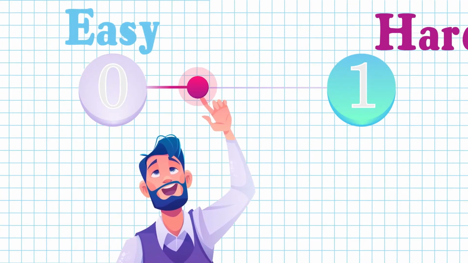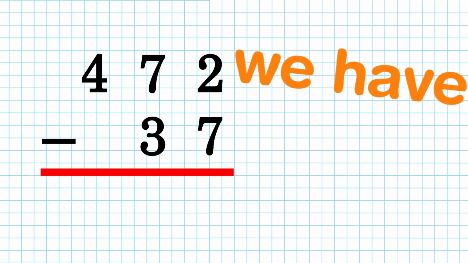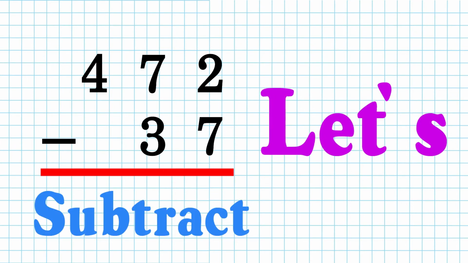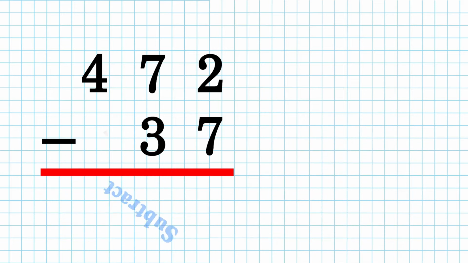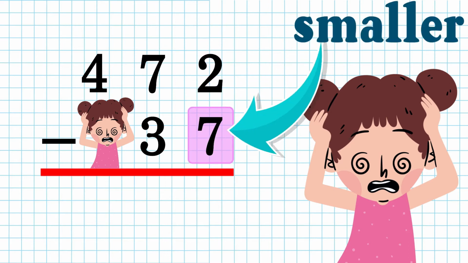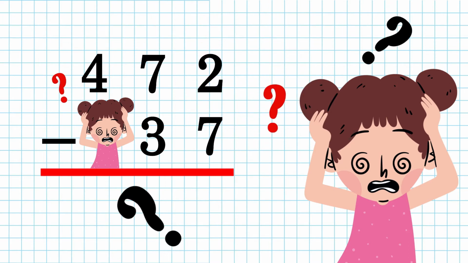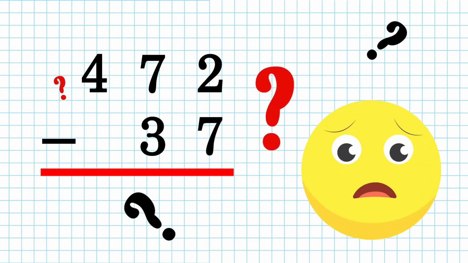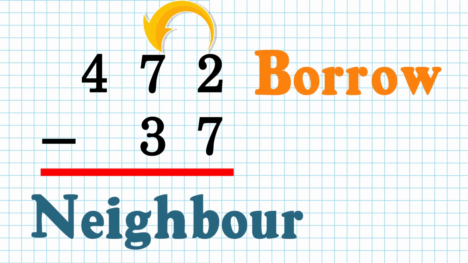But let's move on to another level. So here we have 472 minus 37. Let's subtract 7 from 2. We cannot subtract 7 from 2 as 2 is smaller than 7. What are we supposed to do then? We will borrow from its neighbor, the number in the next place value.